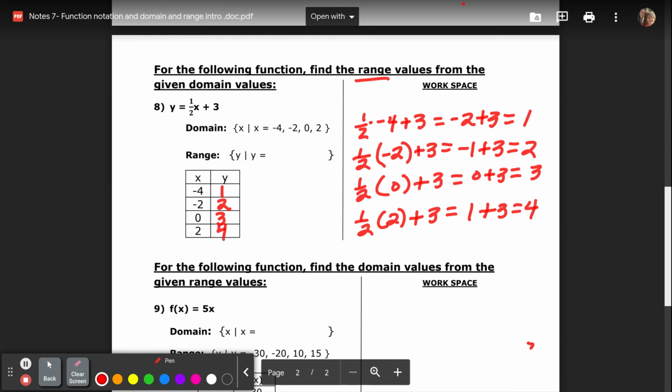So let's see what they want us to finish writing out. They want us to find the range. So the range would be 1, 2, 3, 4. And it's already in sequential order. So 1, 2, 3, and 4.